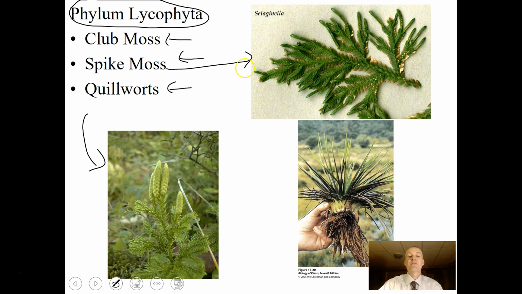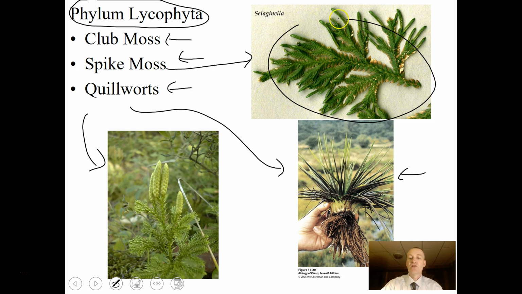This is a spike moss. I have this in my yard, so it's a relatively common lycophyte in this area. And then this is a quillwort. Isoetes is the genus name of that. I can't say I've ever seen Isoetes. They're in the United States. They're in this area, but you have to be in the right habitat in order to find them. Typically, they're found in mountainous areas. So this is Selaginella, the spike moss that I find in my yard.